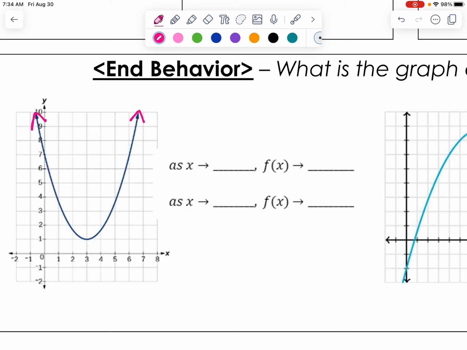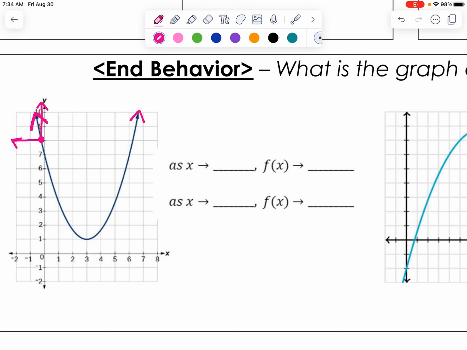Look at the left end. What direction is the left end pointing? Well, we already said it's moving left. It also looks like it's pointing up. And that's what end behavior is. So now let's put that in some more mathematical terms. Like we said, this left end here is pointing to the left, and it's also simultaneously pointing up. It's moving both left and up.